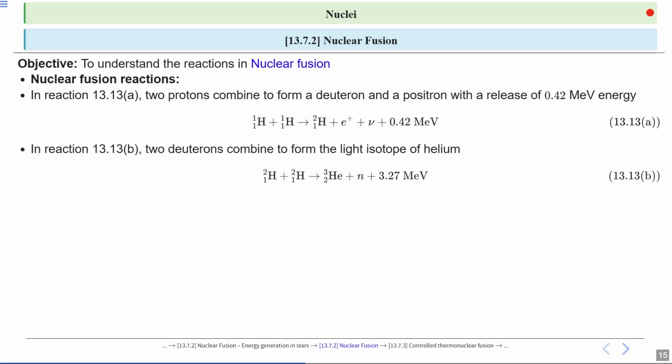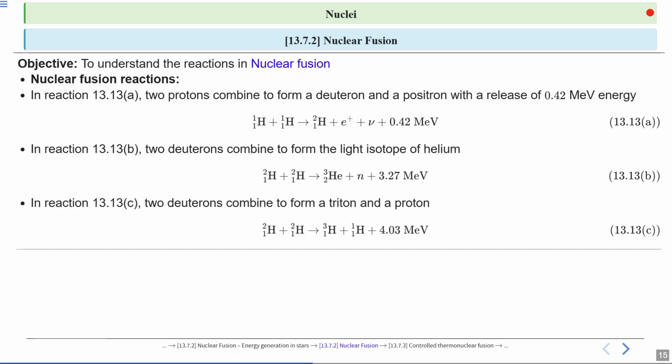Now in reaction 13.13b, two deuterons, each with one proton and one neutron, combine to form a helium-3 nucleus, which has two protons and one neutron, plus a neutron is released. This reaction gives 3.27 mega electron volts of energy. Notice how the energy released here is much greater than in the previous reaction, showing that as the nuclei get heavier, the fusion process can release more energy.